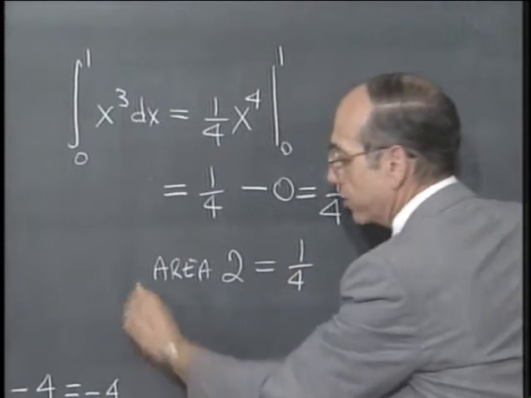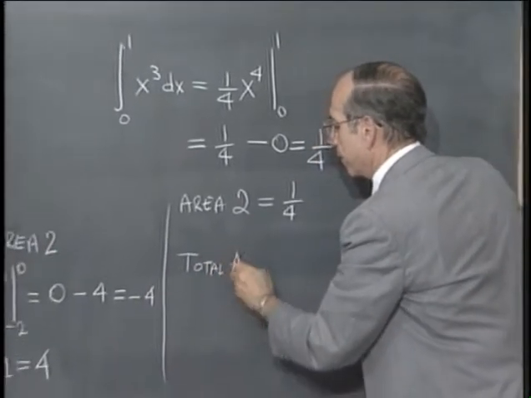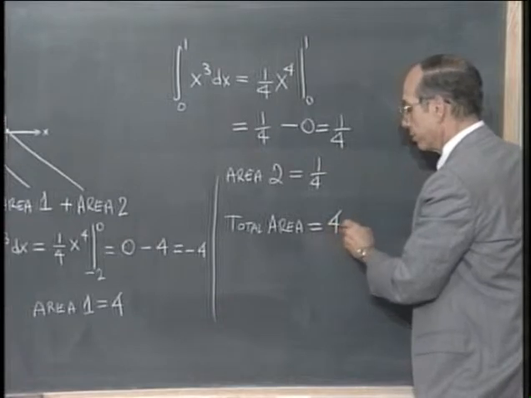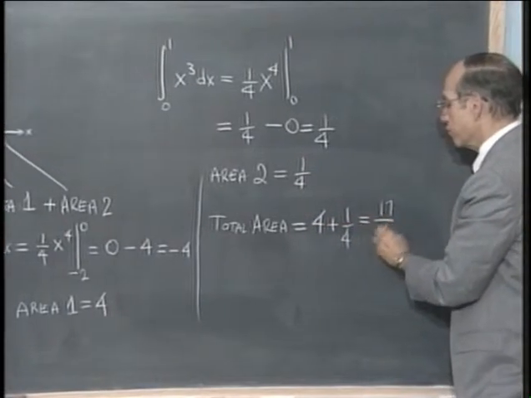And the total area, which is what we were after, is equal to what? 4 plus 1/4, which is 17 over 4.